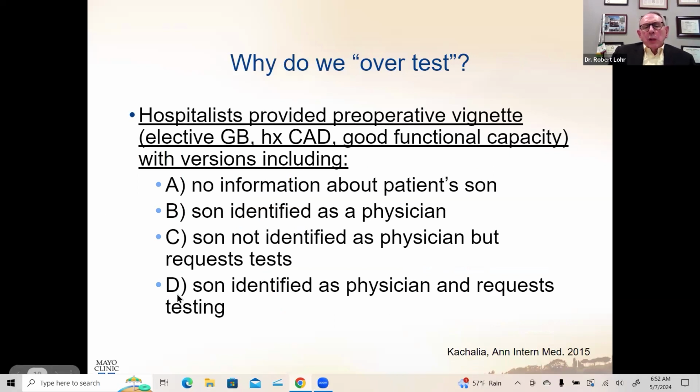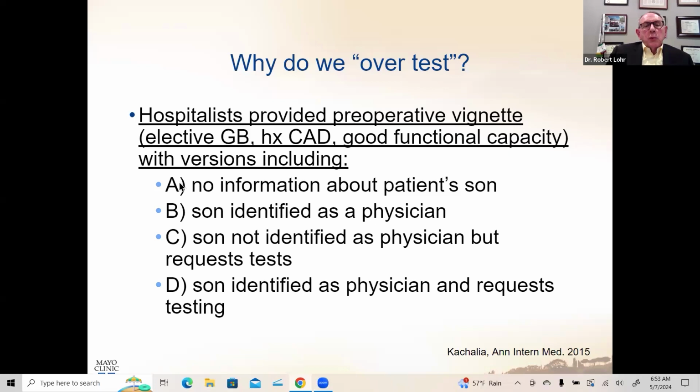This is an interesting study that I want to walk you through. It's from 2015. A group of hospitalists who all do perioperative medicine were divided into 4 groups. They were given the same vignette, which was an elective gallbladder removal, cholecystectomy, in a patient with a history of coronary artery disease, a good functional capacity. And as we'll talk about, that's a very important aspect of their cardiovascular evaluation. If the patient does have a good functional capacity, then a lot of cardiac evaluation is often not needed.